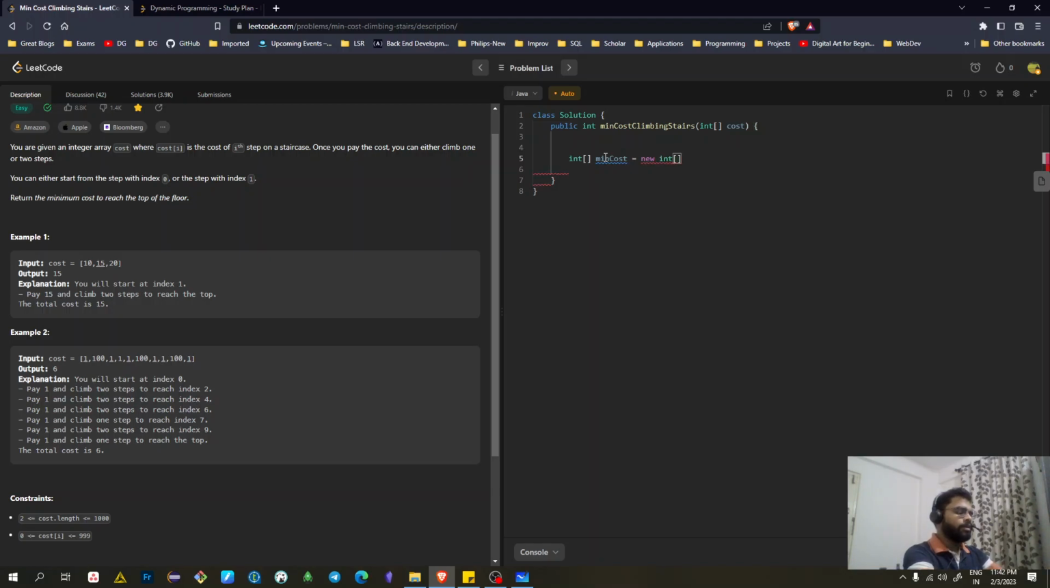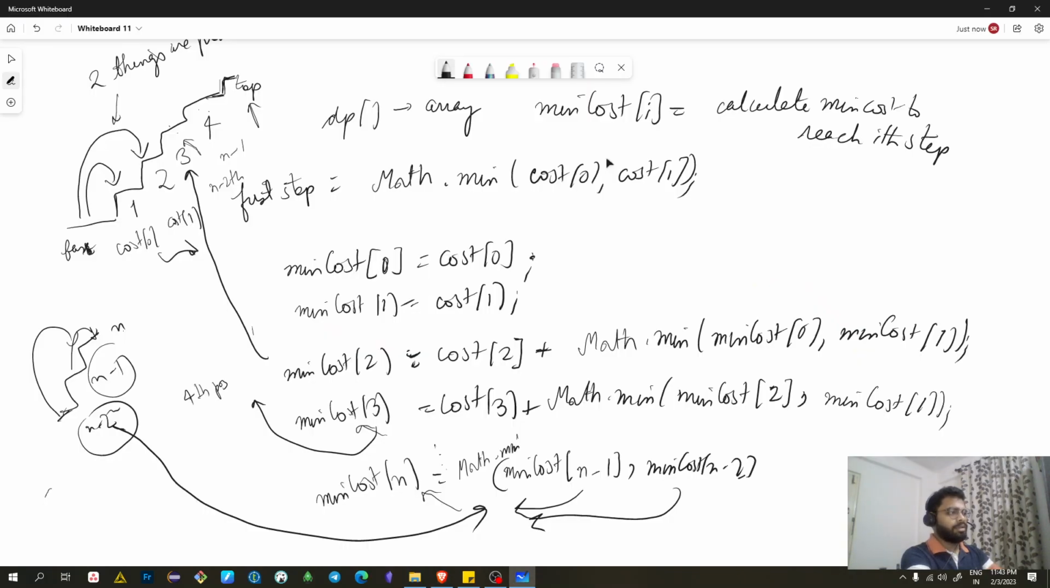So we will have size n, I think. Yes. It will store the minimum cost to reach the ith step. What we do know is the minimum cost to reach the first step is the cost to reach the first step. Minimum cost to reach the first step, sorry, second step is the cost of standing at the second step. With that out of the way, we can just have a look at what we were trying to do.